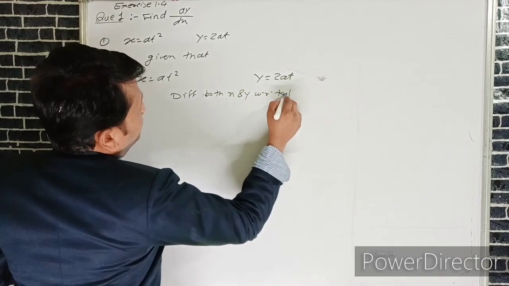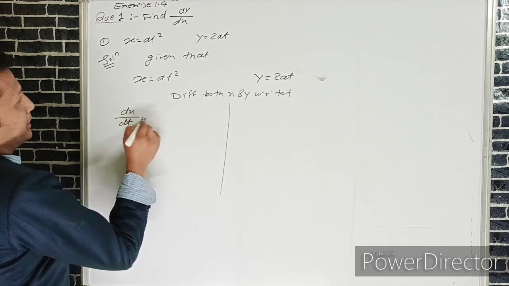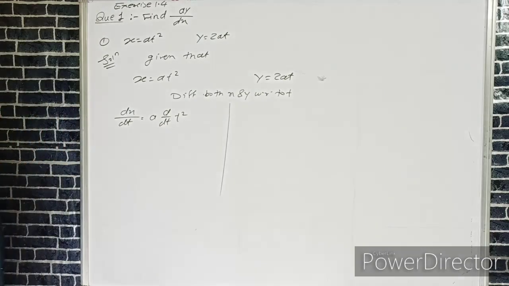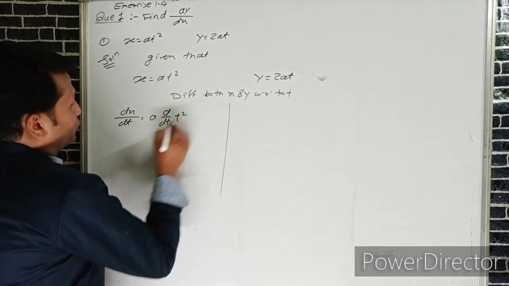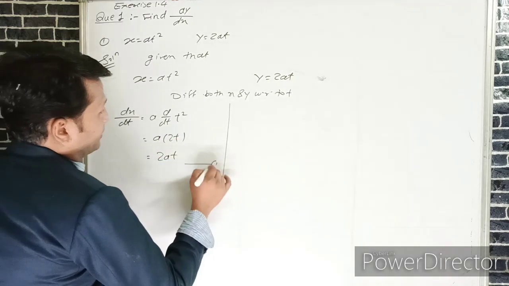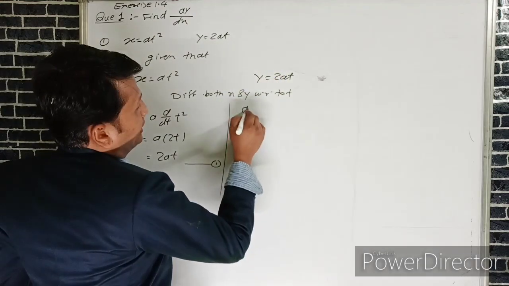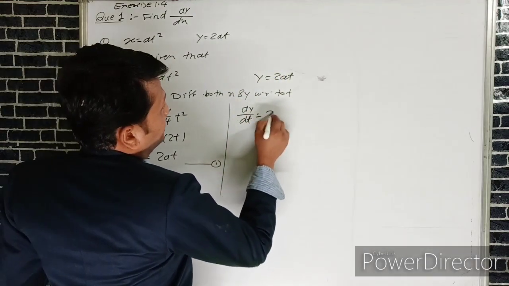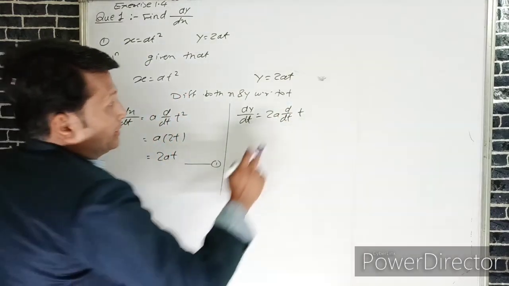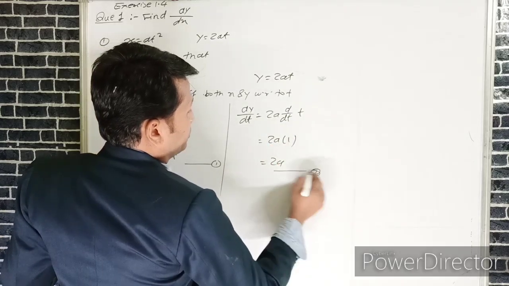with respect to t, then we can write the derivative of x with respect to t is dx by dt. a is constant and we take the derivative of t square. Again the derivative of t square is 2t. We can write a into 2t, which is 2at, equation number 1. After that, if we take the derivative with respect to t, we can write dy upon dt. Here 2a is a constant and we take the derivative of t with respect to t. The derivative of t is 1, we can write 2a into 1, which is 2a, number 2.